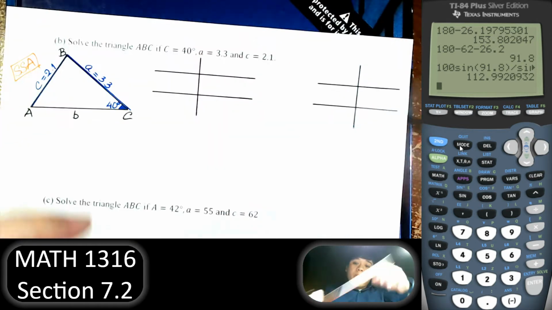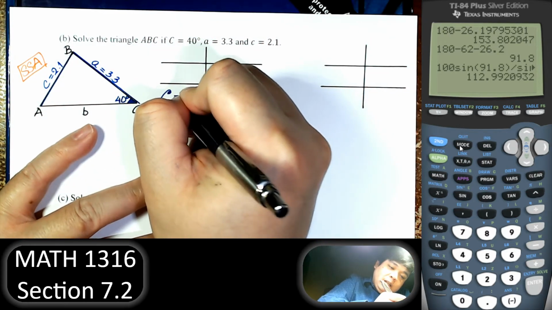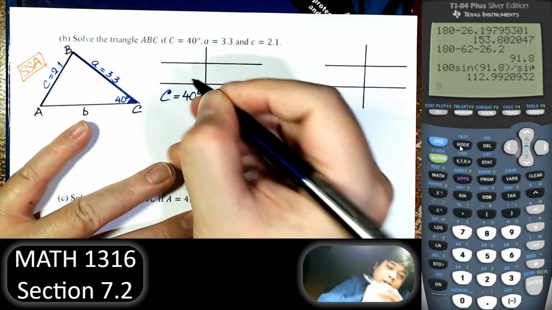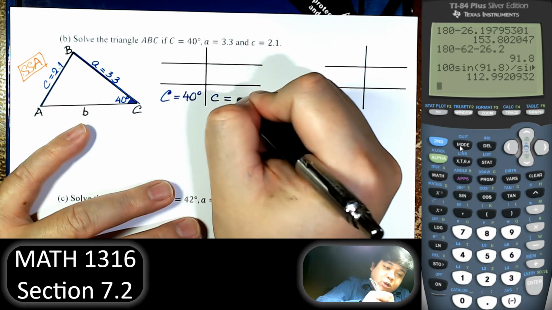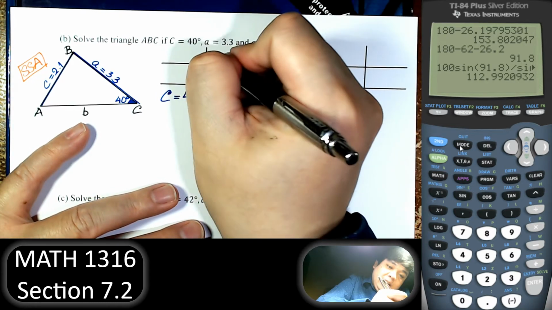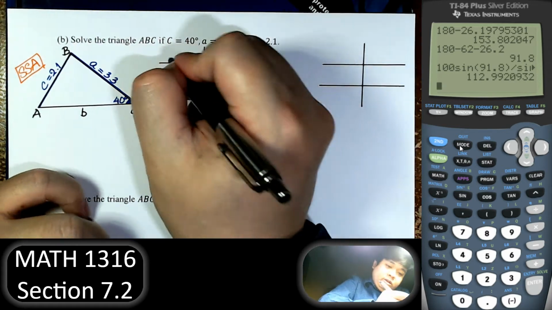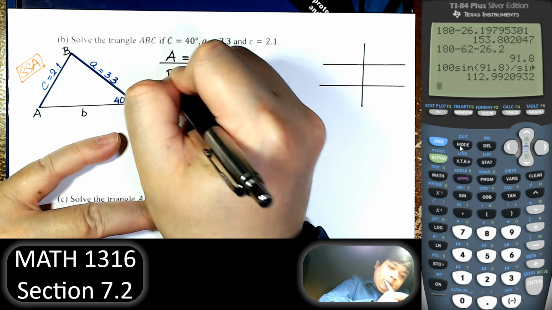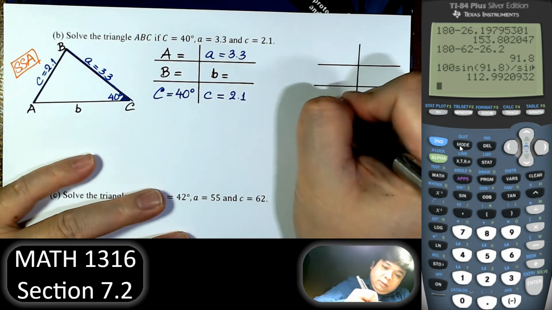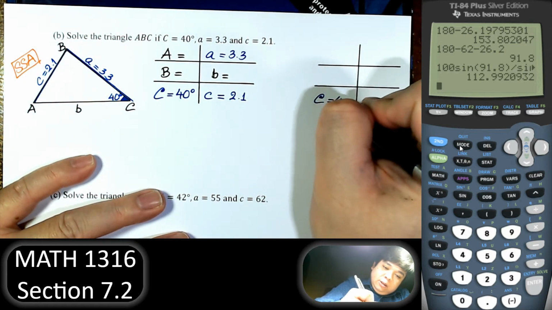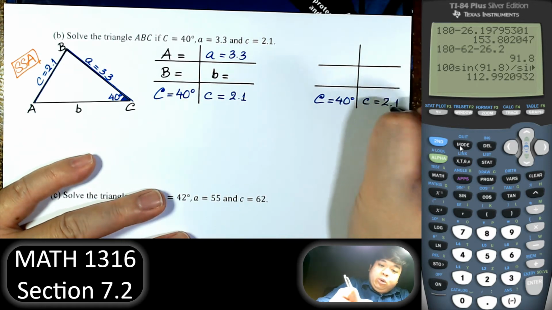Just prepare for both. Right, now let's write all the information we have. Angle C, 40 degrees. Side C, actually 2.1, we do know that. Side A, 3.3. So that's all we know. The others we don't: A, B, little b, and then potentially we may have two solutions.